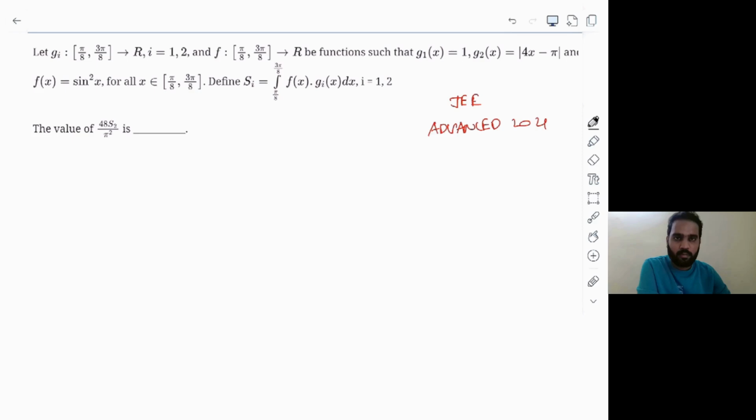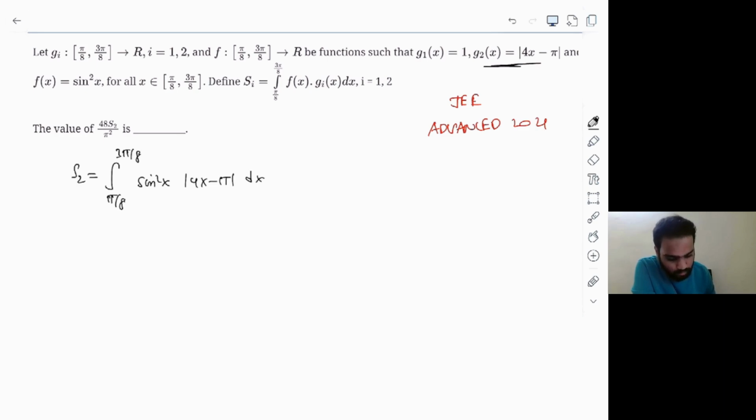Now this is the second part of the paragraph where we have to find out the S2 value. So let's write down S2. S2 is nothing but the integral from pi by 8 to 3 pi by 8. F of x is the same, that is sine square x, multiplied by g2 of x. But in this question, what is g2 of x here? Modulus of 4x minus pi, dx.